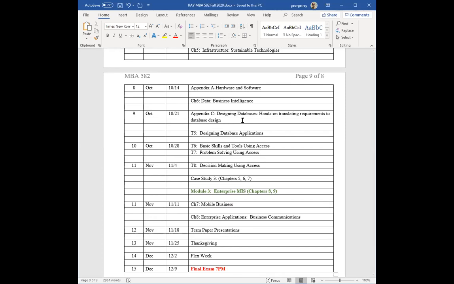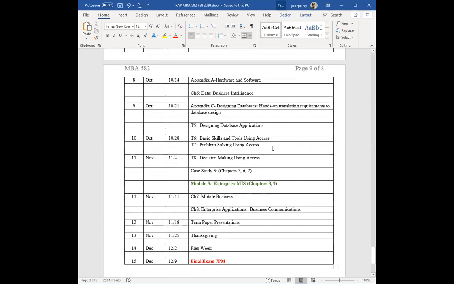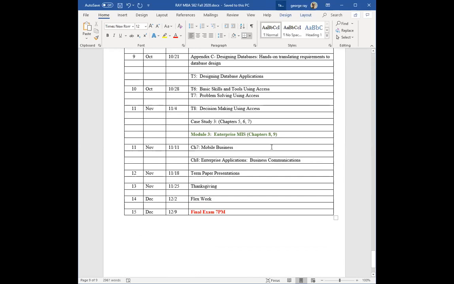And then we'll go into our technology plugin, where we again study how we design databases. Then the week of the 28th, we'll have 2 technology plugins, the basics of using Access, as well as problem solving using Access. And if you're a Mac user, you can substitute SQLite 3 in place of Access. And then for November 4th, we'll finish up our work on databases.